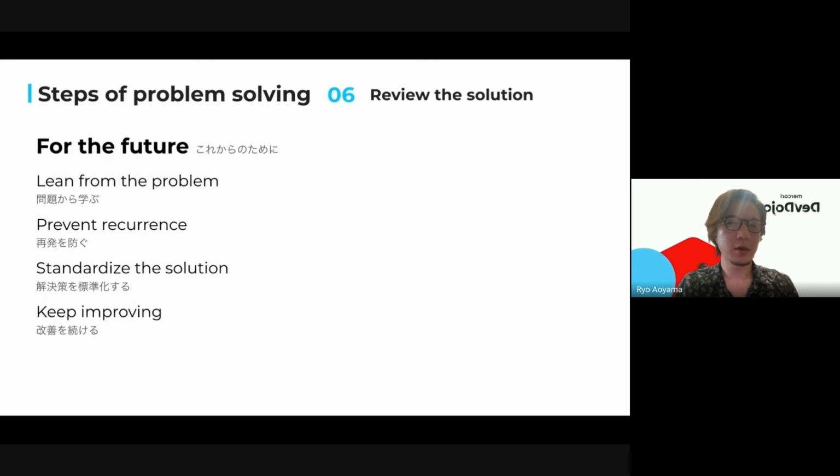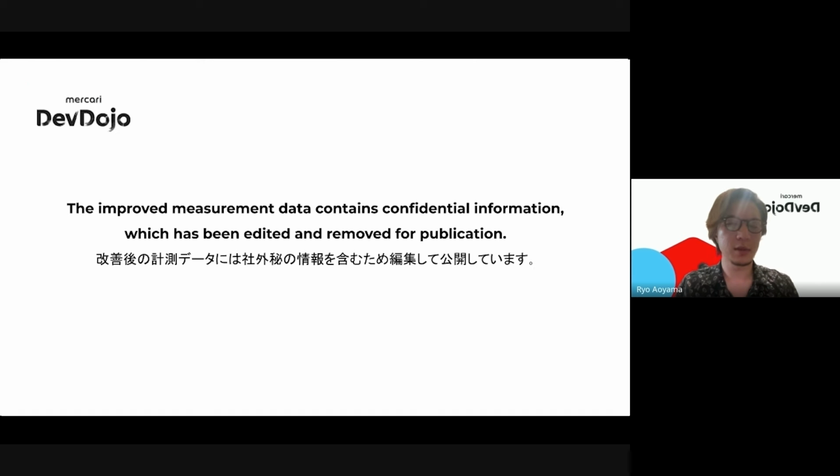We also need to think about development going forward. It's really a great learning opportunity at this stage. Thus, we need to learn from the problem and also think about ways to prevent it from occurring again. Furthermore, it's important to standardize the solution. And after we've implemented the solution, it's important to ensure that it stays in a good status. That can be partly difficult, so we must keep making improvements.